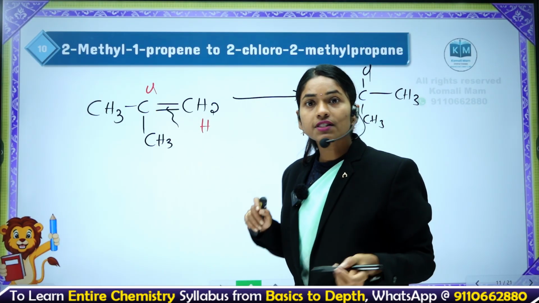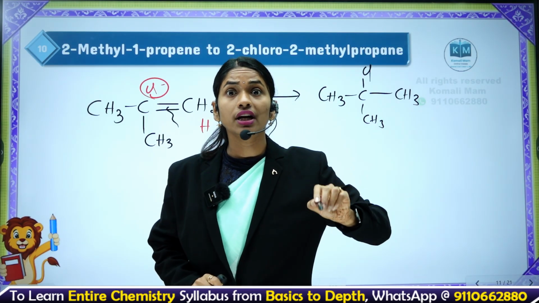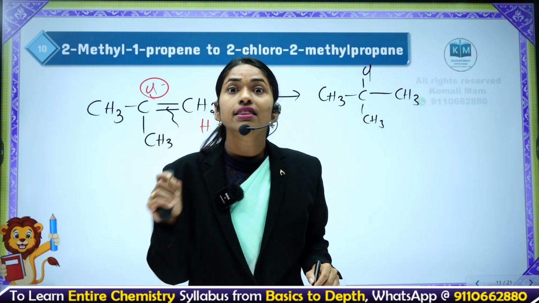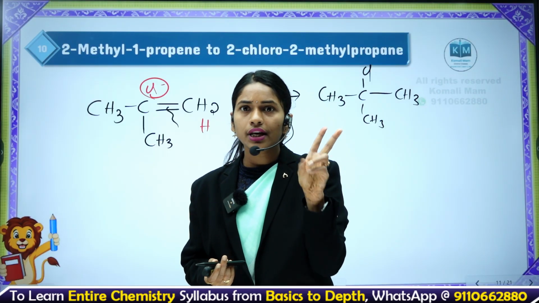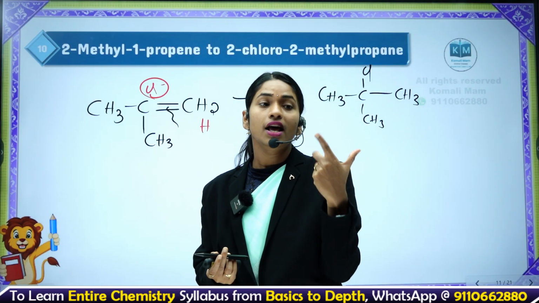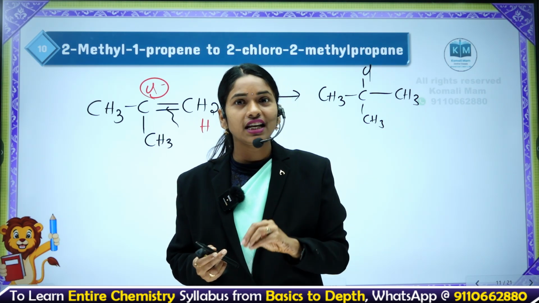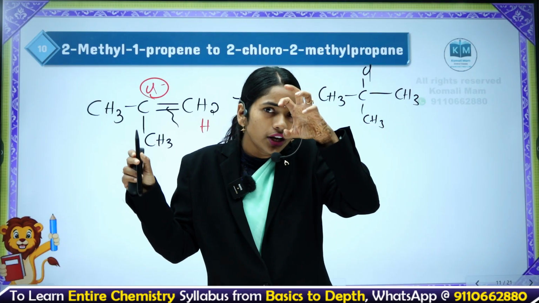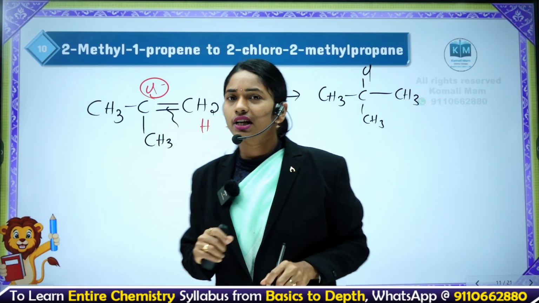So how is it possible? The negative part of the species comes and attacks the double bonded carbon which is having less number of hydrogens. That is called Markovnikov's rule. Two things are there: Markovnikov's rule, anti-Markovnikov's rule. Alcoholic KOH, aqueous KOH. Elimination reactions, substitution reactions. If you learn in such a way, you will do the conversions very fast.